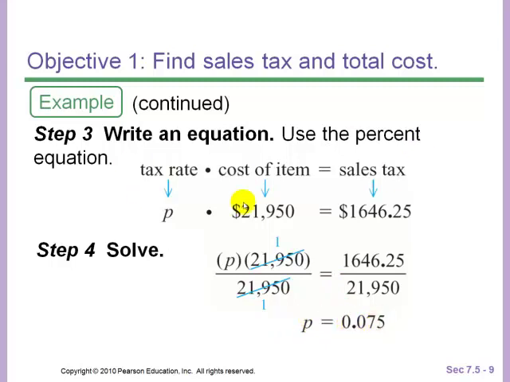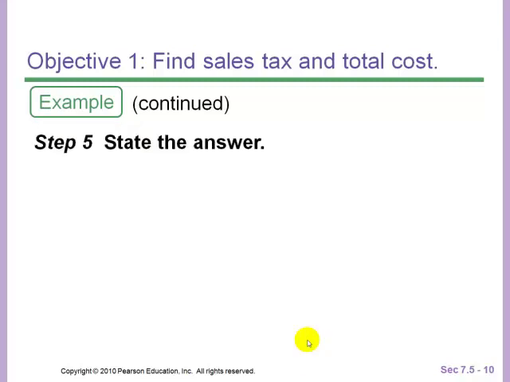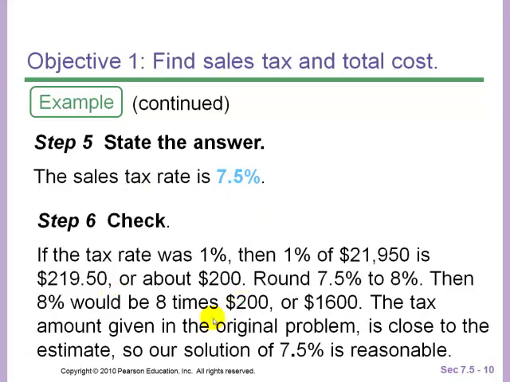Remember, when you're using the equation instead of the proportion, you have to convert your decimals into percents. Had you been using the percent proportion, then the answer you get would have been exactly 7.5. You don't need to convert. So be careful when you use both. State the answer. The sales tax rate is 7.5%. Again, we can check this by playing around with 1% or 10% to make sure we're in the right ballpark.